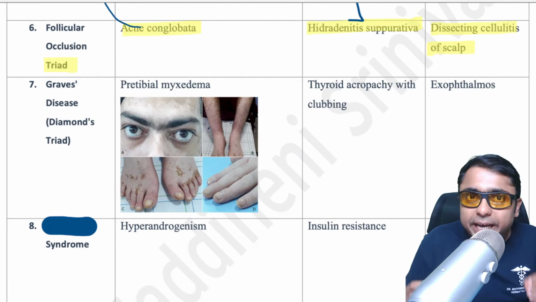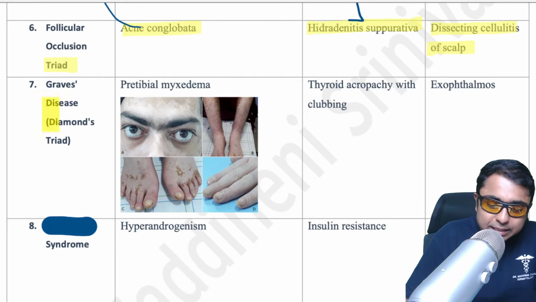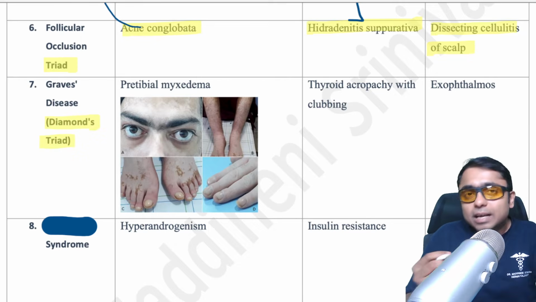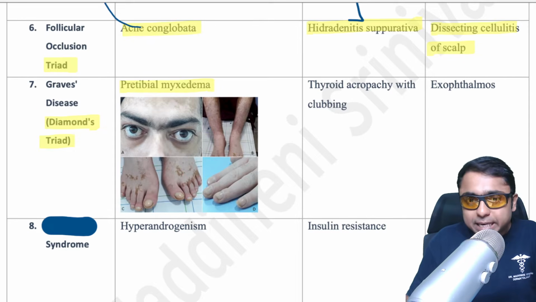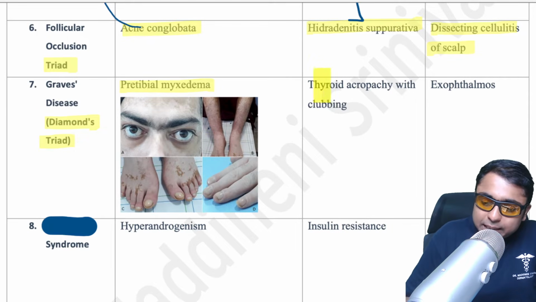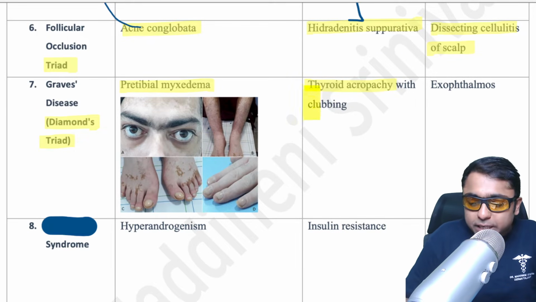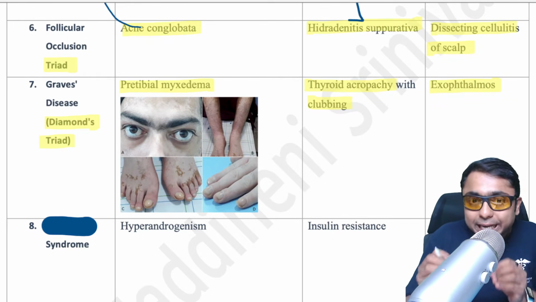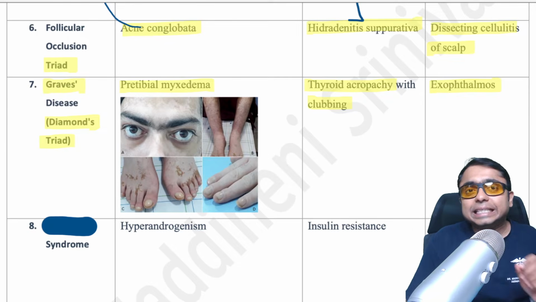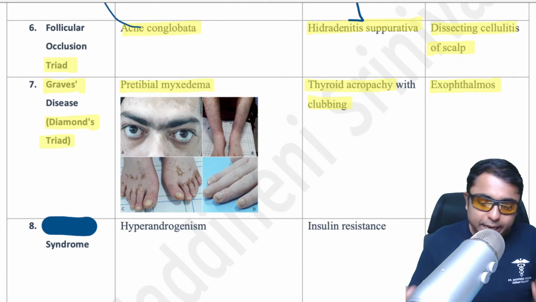Next is Graves disease. We are going to have this Diamond's triad. So what is this? The patients are going to have pretibial myxedema, and there is going to be thyroid acropachy with clubbing, and also there is going to be exophthalmos. So these three features put together, we call it Diamond's triad, seen in Graves disease, hyperthyroidism.